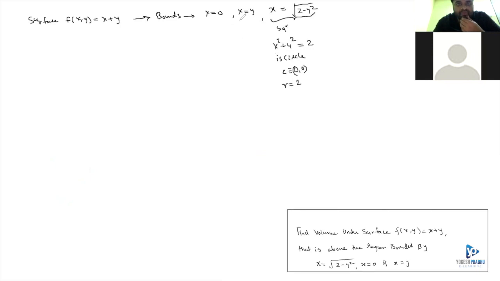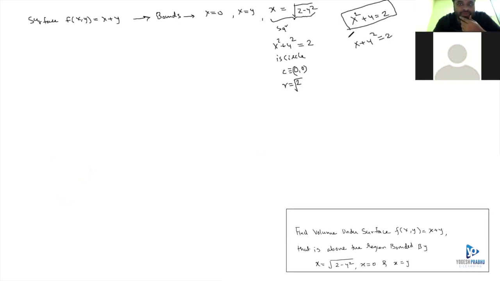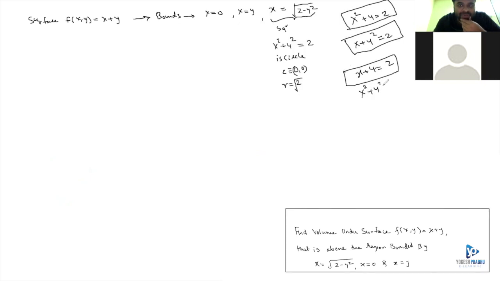Why is that not a parabola? That radius is not 2, the radius is root 2. Okay, I'll tell you about parabola. When only one of them is squared, x squared plus y equals 2 would be a parabola, or x plus y squared equals 2 would be a parabola. X plus y equals 2 would be a straight line, and x squared plus y squared equals 2 is a circle. So going back, the radius is not 2, it's root 2.